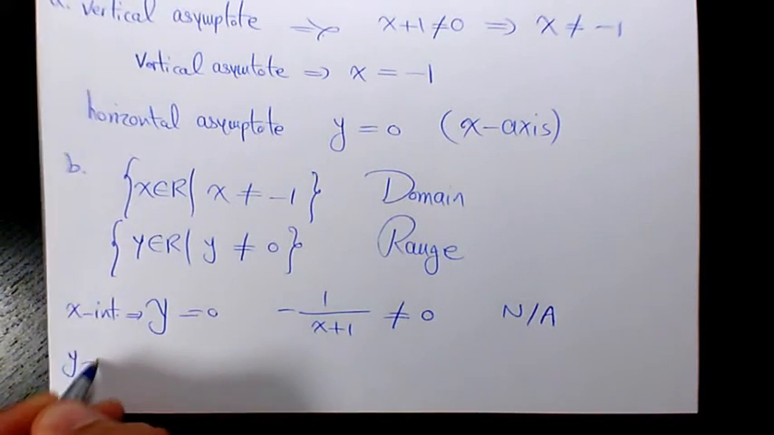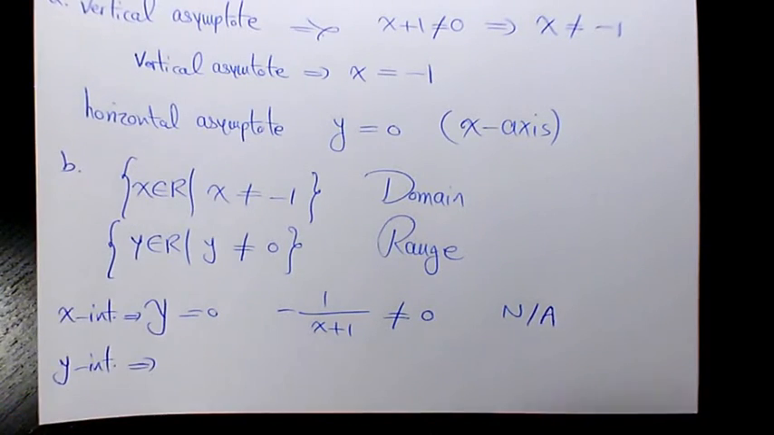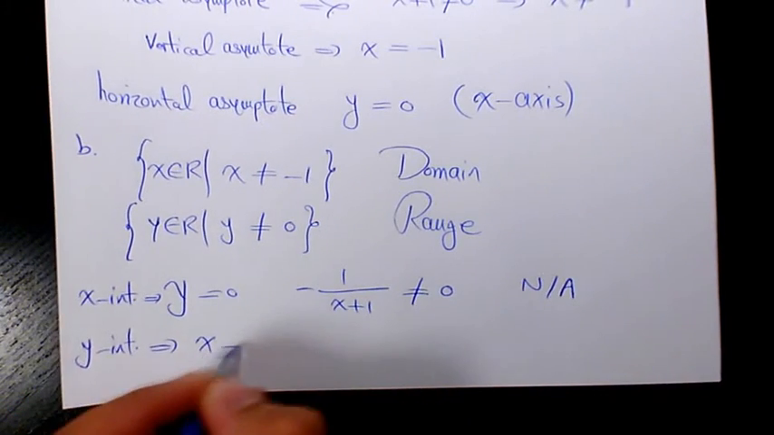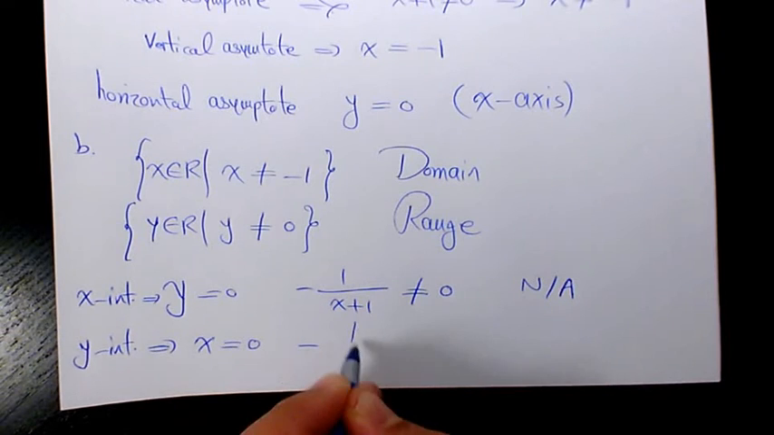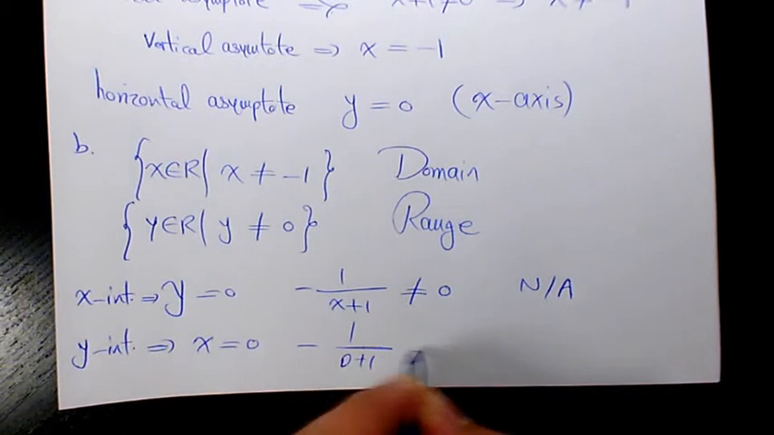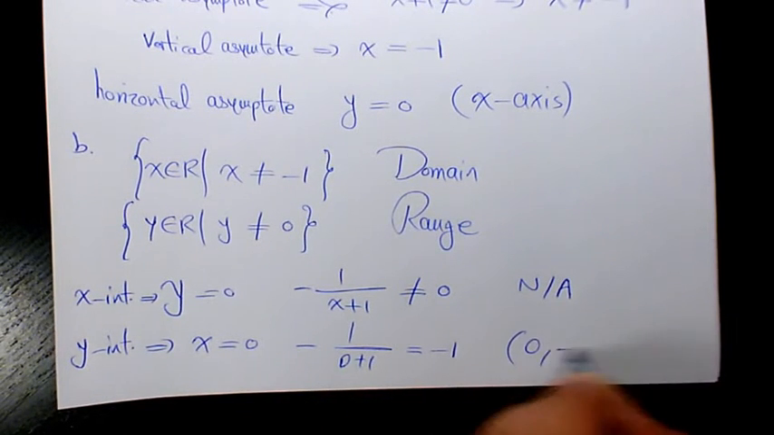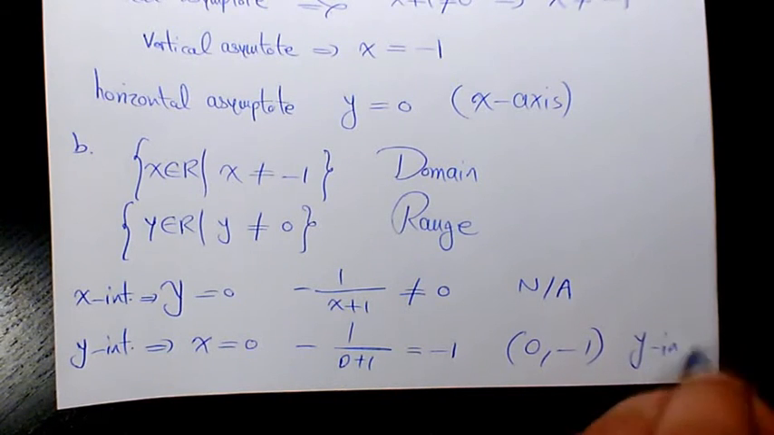What about the y-intercept? The y-intercept is where it crosses the y-axis, so it means that x is 0. We substitute it there. -1 over 0 plus 1 is going to be -1. So (0, -1) is the y-intercept.